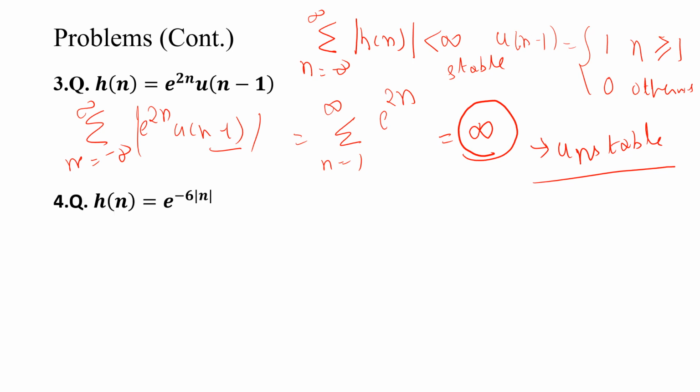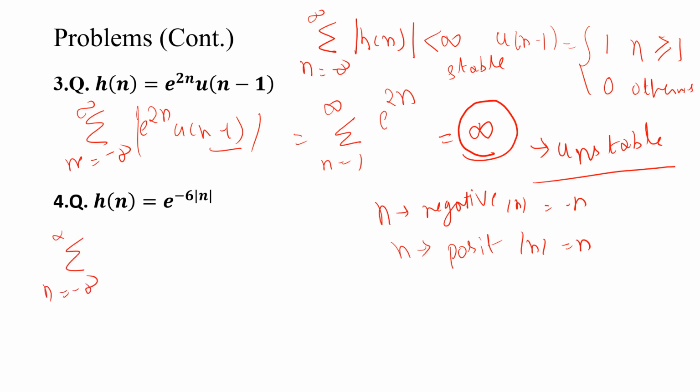Next question, e to the power minus 6 mod n. So mod means when n is negative, it is minus n. When n is positive, mod n is n. Okay, so now h of n. What is the formula? Summation of n equal to minus infinity to infinity of h of n. So summation of n equal to minus infinity to infinity e to the power minus 6 mod n.